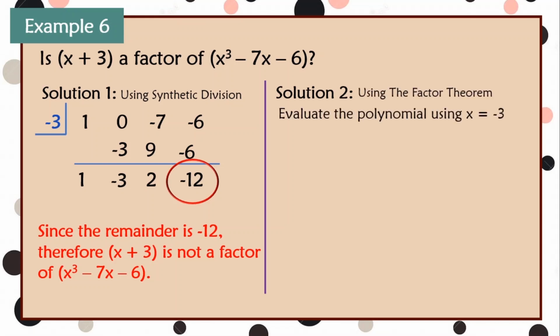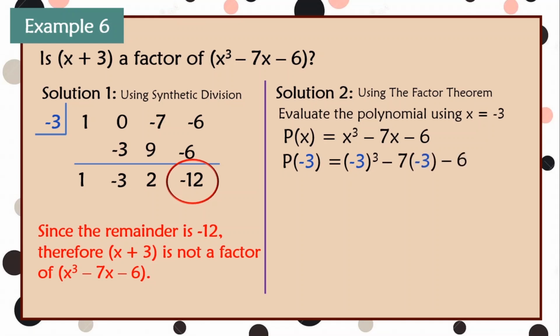So the value of x is negative 3. Evaluate the polynomial. So substitute negative 3 to the value of x. So we have negative 3 cubed minus 7 times negative 3 minus 6. Negative 3 cubed is negative 27. Negative 7 times negative 3 is positive 21 minus 6.